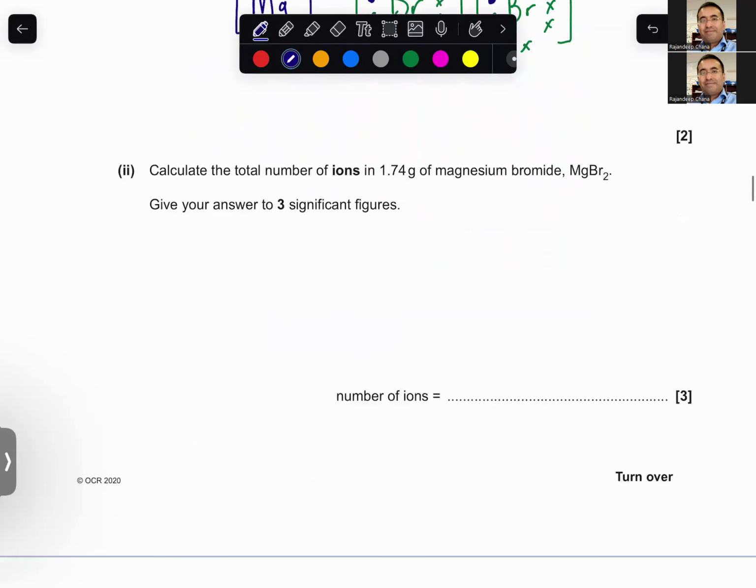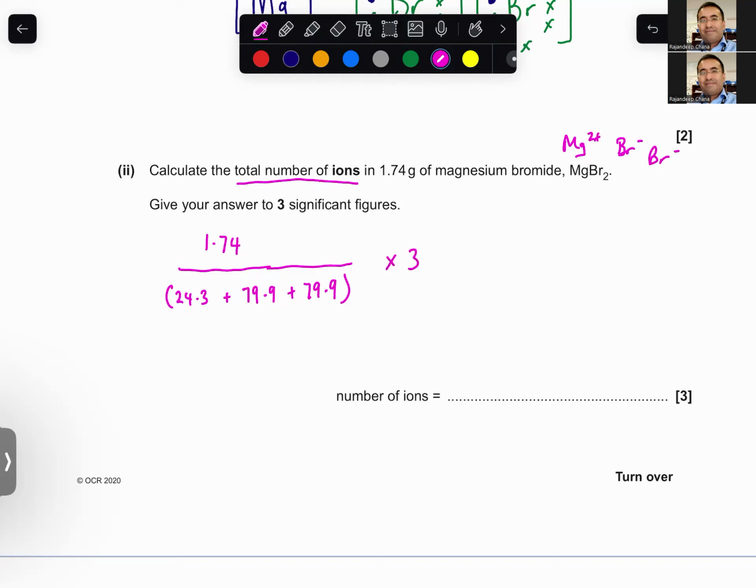Straightforward 2 marks. Calculate the total number of ions in this much mass of magnesium bromide. The first step is to work out the moles of magnesium bromide, and magnesium is 24.3, and we have 2 of them. This gives you the moles of magnesium bromide. There are 3 moles of ions per compound: Mg2+, Br-, Br-. So we multiply this answer by 3. This gives you the total moles of ions, and we then multiply it by Avogadro's number, and that gives you the answer.